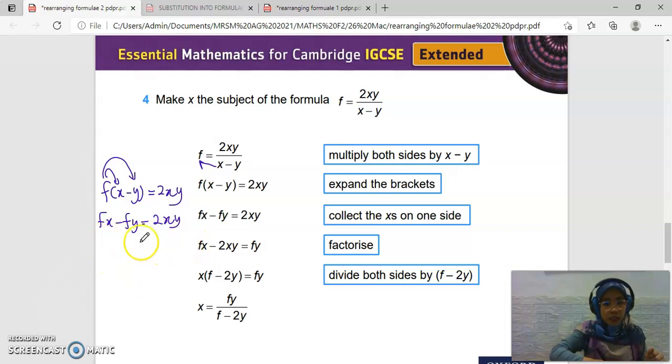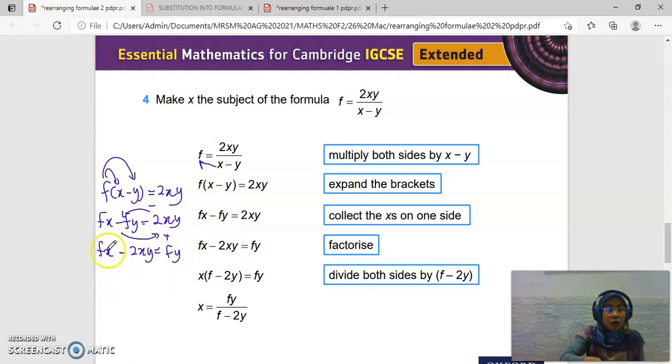Now we will collect x on the same side. So 2xy is positive, bring to the other side will be negative. So minus 2xy equals, okay, this one is negative or minus, you bring to the other side will be positive.